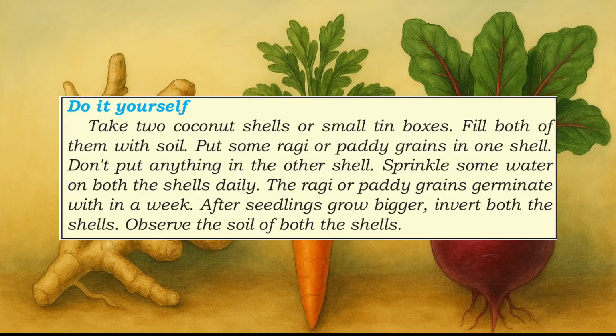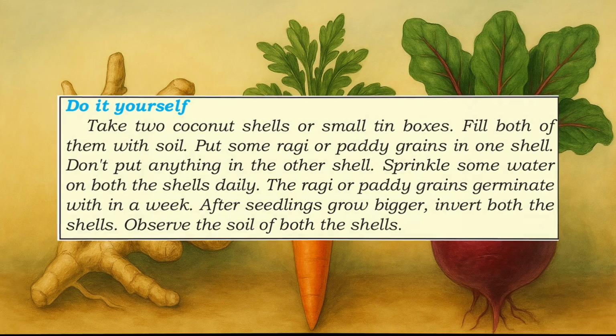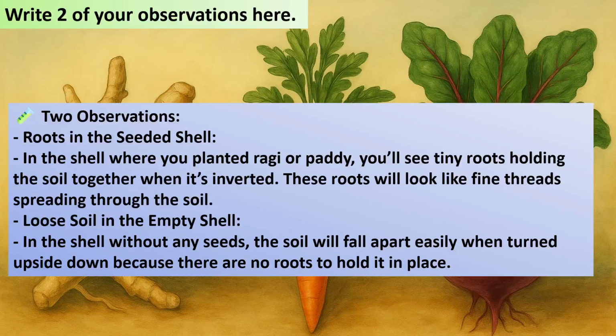Invert both of the shells. Observe the soil of both of the shells. Write two of your observations here. Two observations. Roots in the seeded shell. In the shell where we planted ragi or paddy, you will see tiny roots holding the soil together when it's inverted. These roots will look like fine threads spreading through the soil.